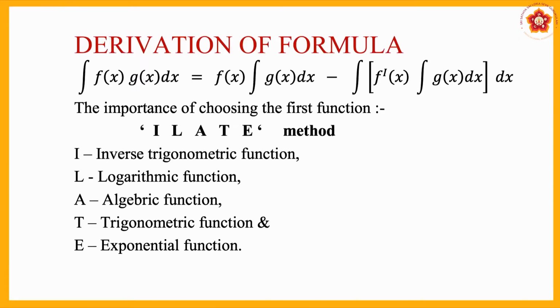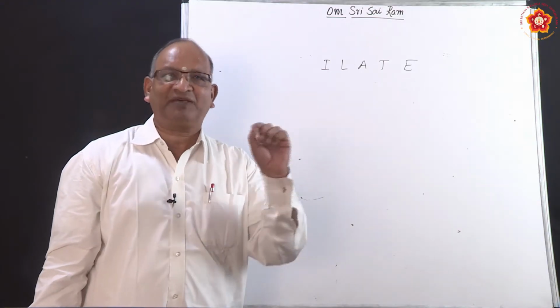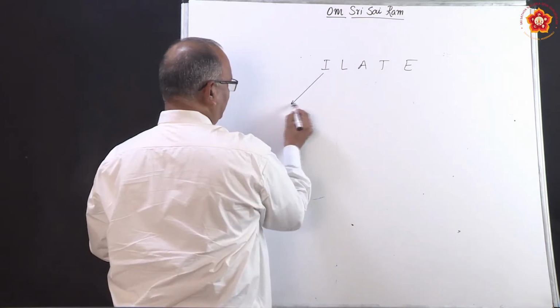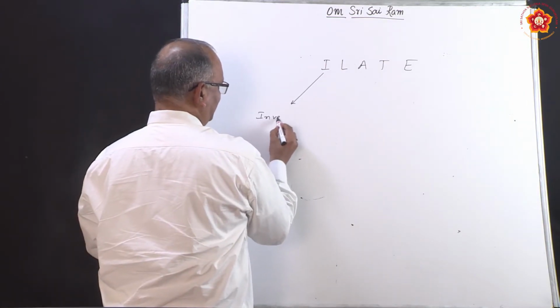There will be two functions, one is f(x), another is g(x), but which one to be taken as the first function or second function, so that the process of integration becomes easy. And in order to sort out this issue, we have a simple formula called I-late. I-late decides which function should be the first function. How does it decide? Here I stands for inverse trigonometric functions.